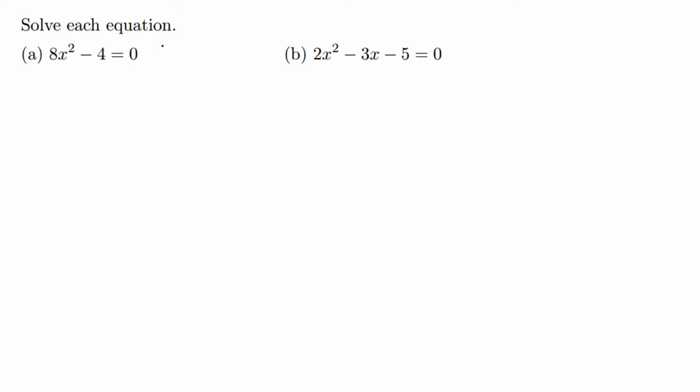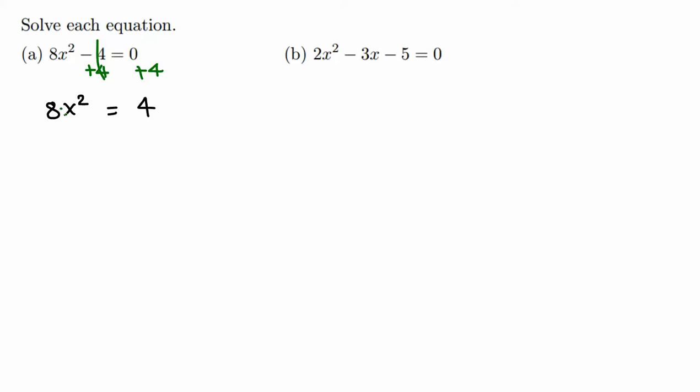Solve each equation. Part A, we have 8x squared minus 4 equals 0. So x is in only one place. That means we can easily isolate x. Move 4 over, so add 4 to both sides, cancel, and we get 8x squared is equal to 4.